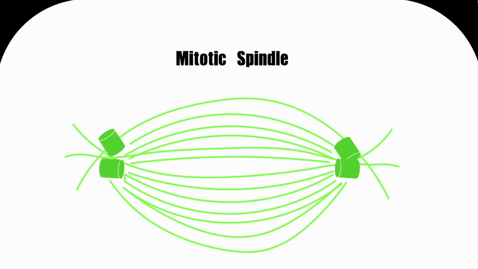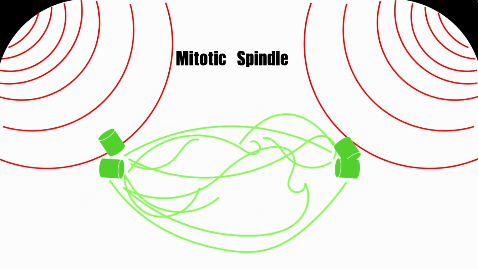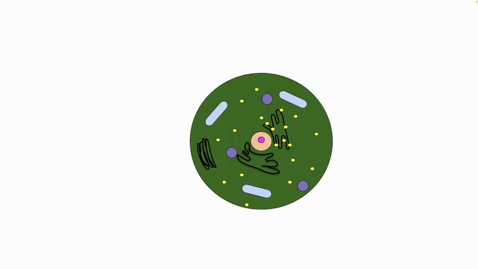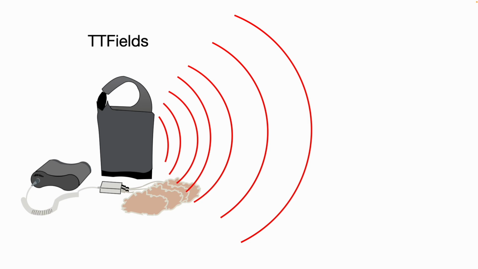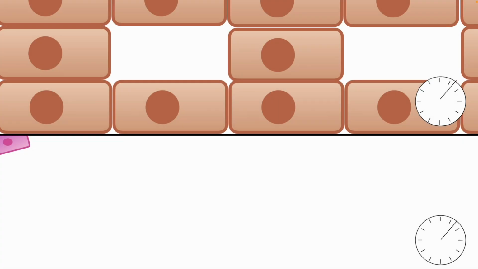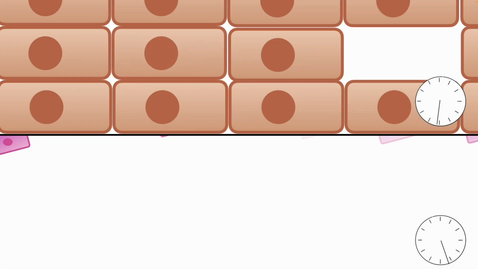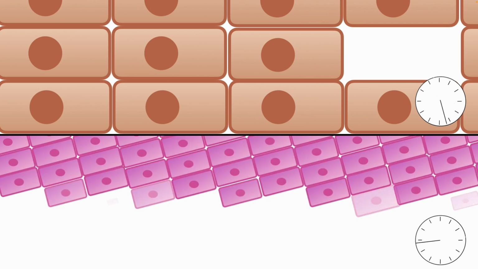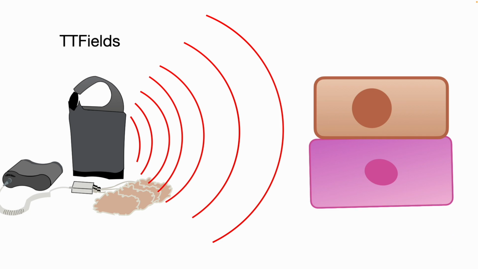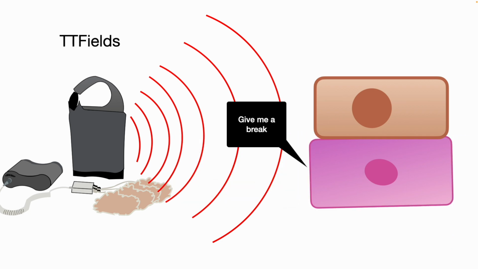When the TT fields are set, they interfere with the process of mitosis, and these effects can lead to cell death. Interestingly, TT fields can equally affect healthy cells dividing as well. However, because cancer cells divide at a much faster rate than healthy cells, which otherwise divide very slowly, cancer cells are affected far more than healthy cells.